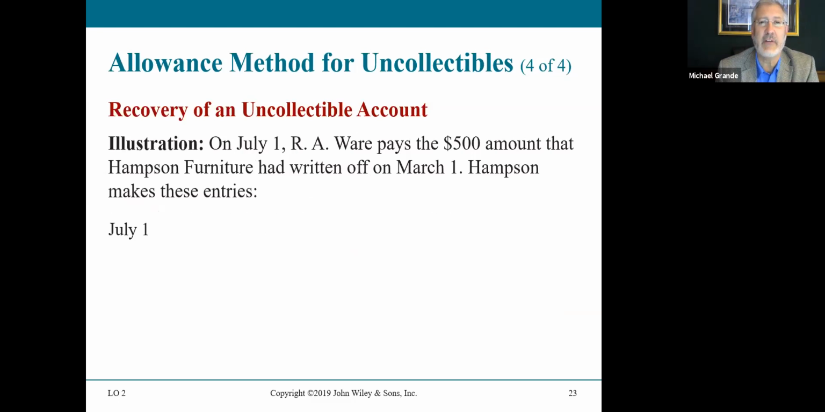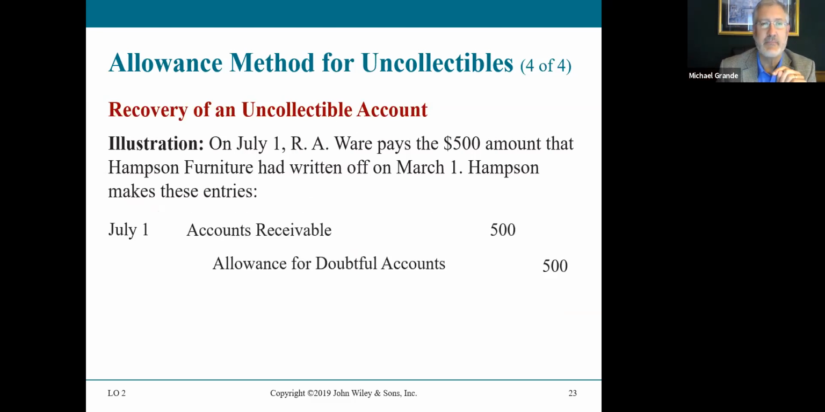On July 1, R.I. Ware pays the $500. So we wrote it off, but now maybe this customer wants to buy some additional product from us. And we say, we're not going to ship you any additional product until what? Until you pay what you owed us from the previous transaction. So two things have to happen here. Number one, we have to reinstate the receivable. And number two, we record the payment of cash.